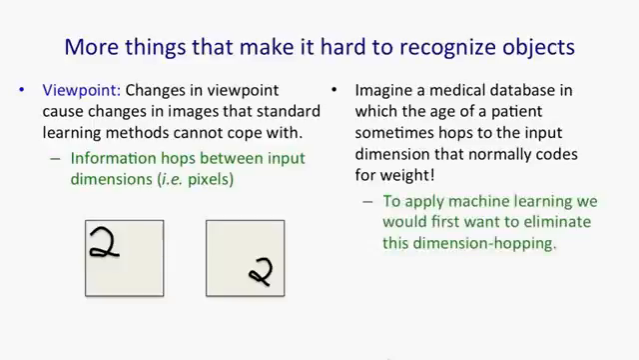I call that phenomenon dimension hopping, when information jumps from one input dimension to another. And that's what viewpoint does, and it's something we need to fix. And preferably, we'd like to fix it in a systematic way.